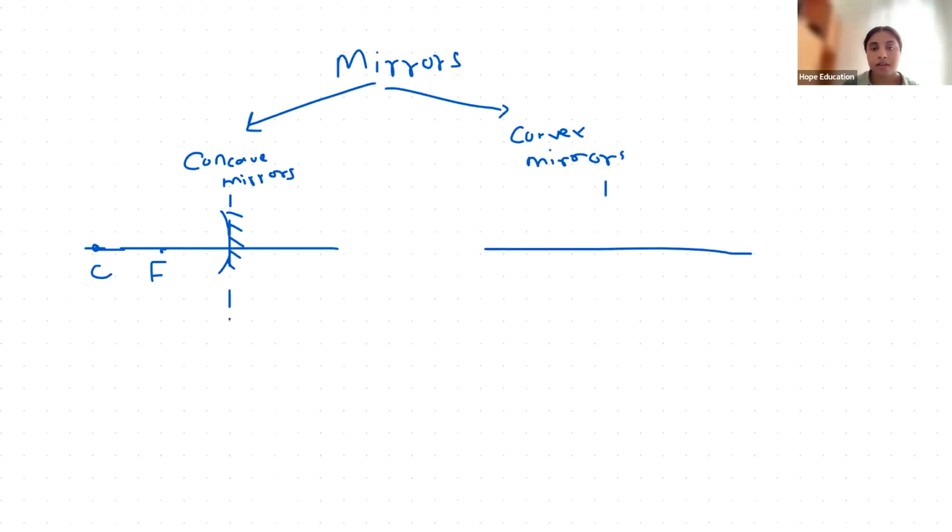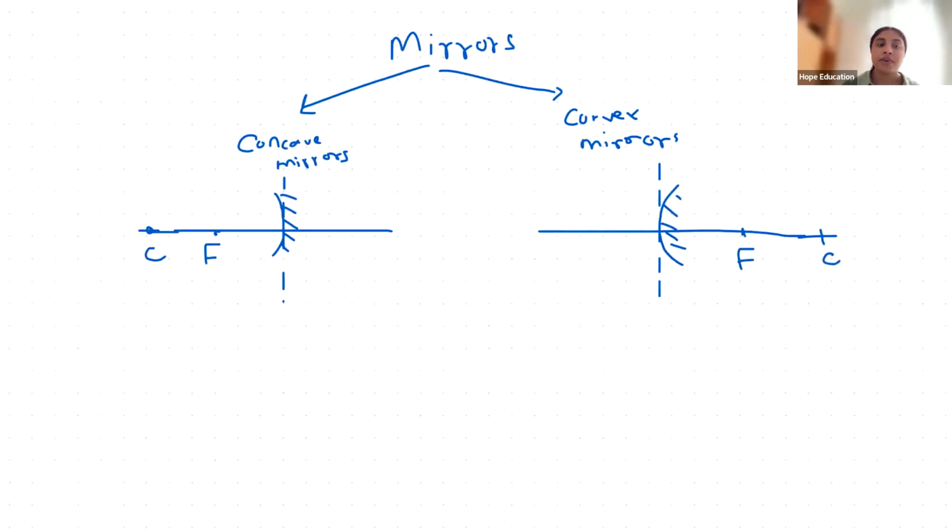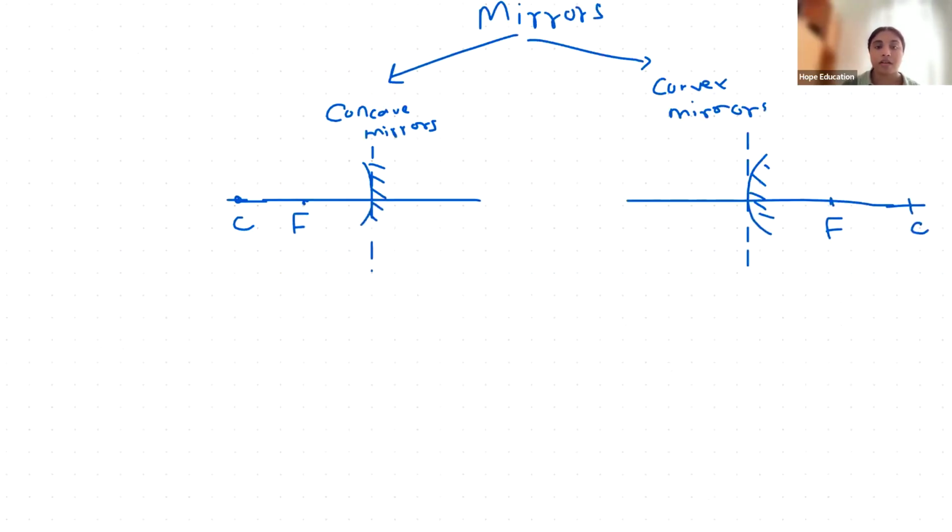So a convex mirror is like this, curved inwards. Here the focal point and the center of curvature is behind the mirror, no? So in concave mirrors, we learned about how many ray diagrams?